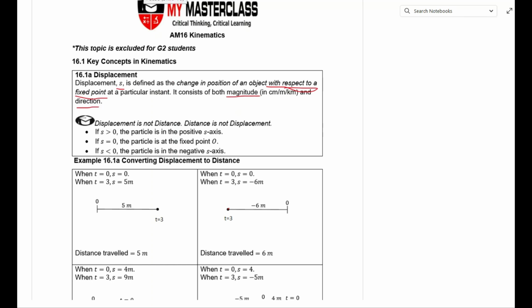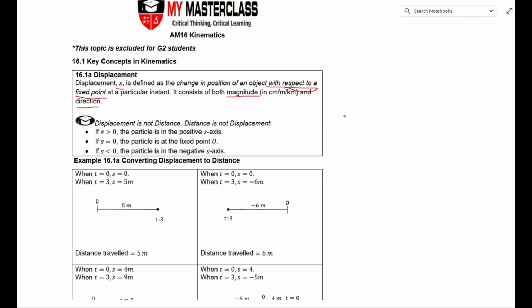People often mix up displacement and distance and think that they are the same thing. But we need to note that displacement is not distance and distance is not displacement. I'll be elaborating on that with the examples later.